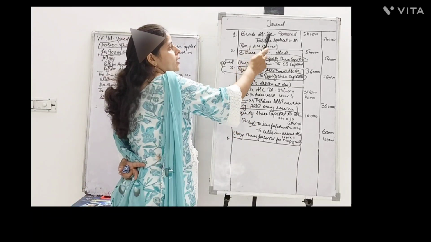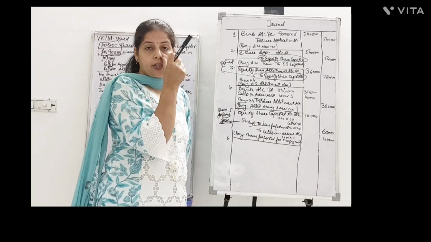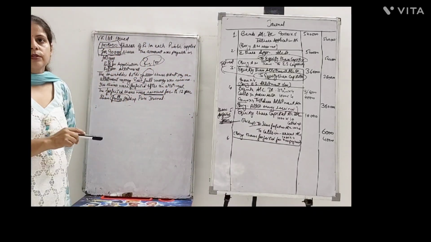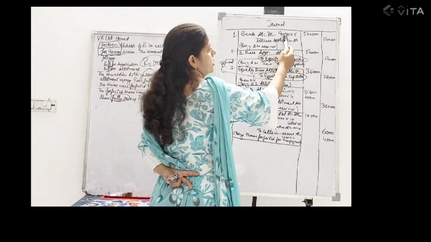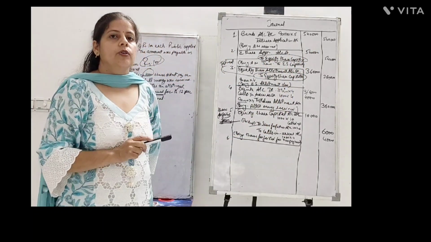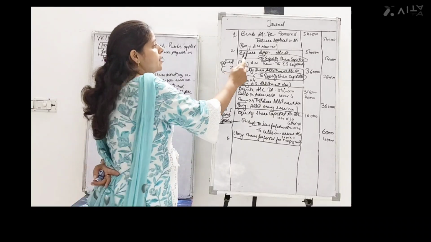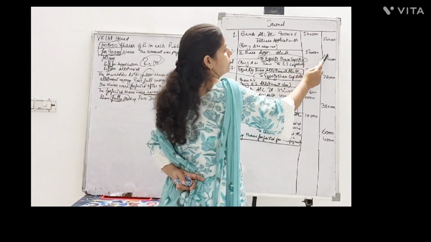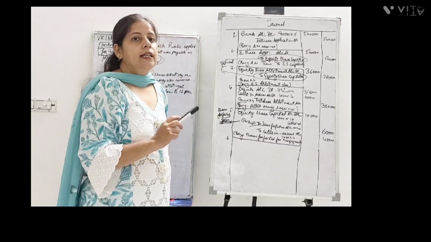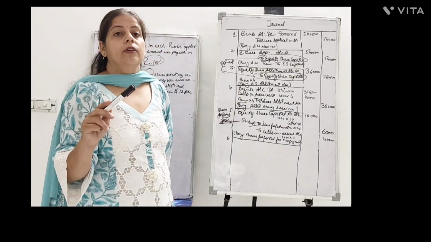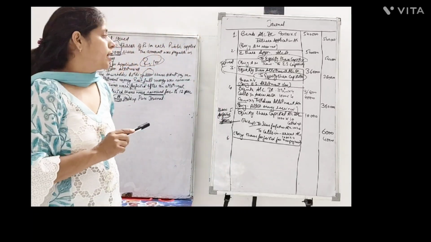So first of all, bank account debit to equity share application account. On 90,000 shares we have to receive rupees 6 per share. So 90,000 into 6 gives 5,40,000 as the amount of share application. The same amount is transferred to the share capital account, 5,40,000. The journal is equity share application account debit to equity share capital account.